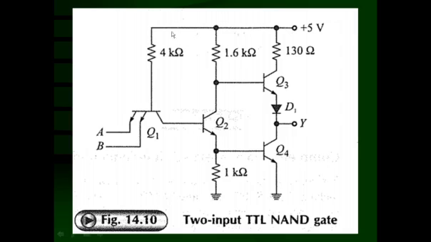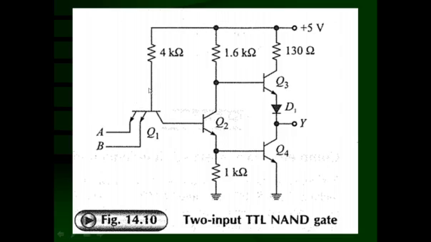5 volt is connected to the base through the 4K resistance. If A is low or B is low, low means it is connected with the battery ground terminal or negative terminal, that means 0 potential, and high means 1, that corresponds with plus 5 volt, positive terminal of the battery. So, if A is low and B is low, what happens?